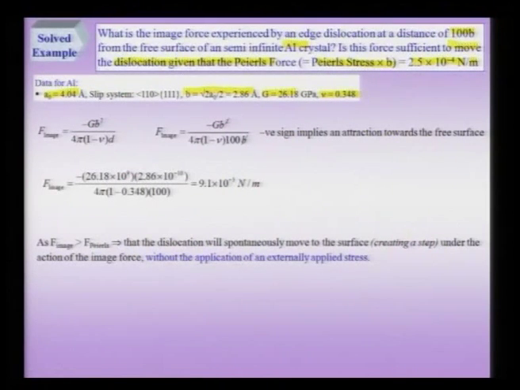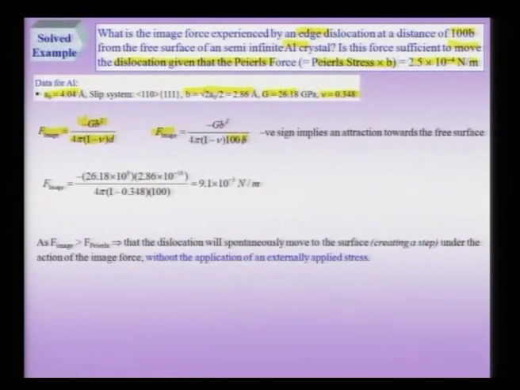So, now what is the image force, assuming that this is an edge dislocation? The image force is minus G b squared by 4 pi into (1 minus nu) into d. If it was a screw dislocation, this (1 minus nu) factor would be replaced by 1. An important point to note is the negative value here. The negative value tells you that it is actually attracted towards the free surface.